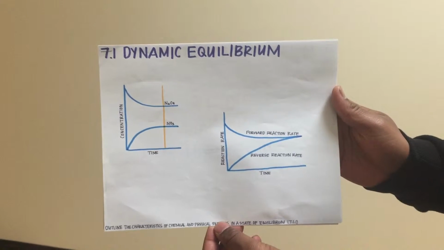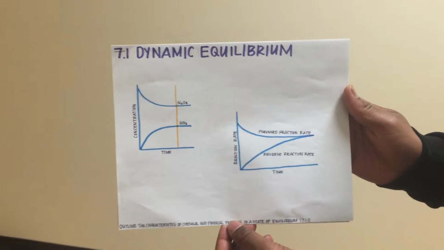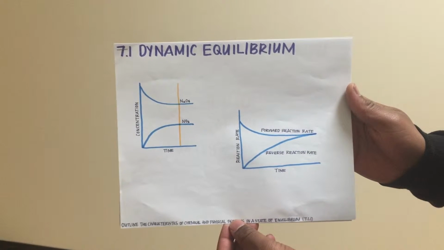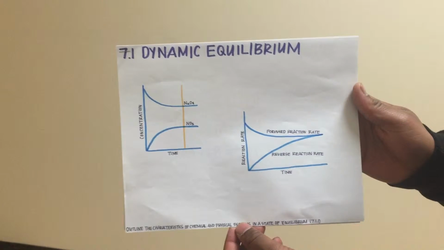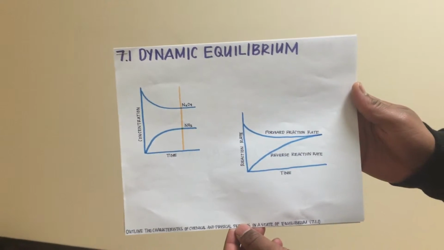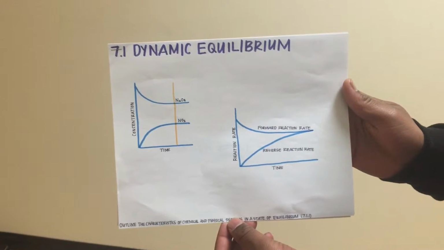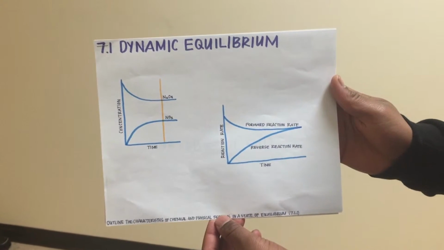Topic 7, equilibrium. Dynamic equilibrium. Equilibrium in a reaction is when there are no observable changes over time. This is achieved when the rates of the forward and reverse reactions are equal and the concentration of the reactants and products remain constant.